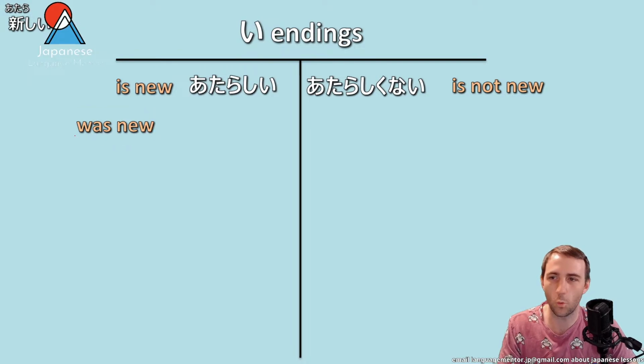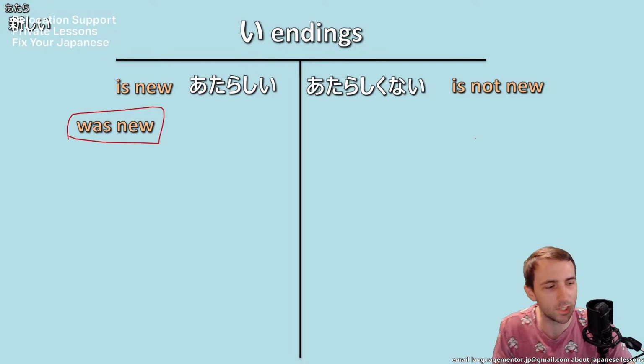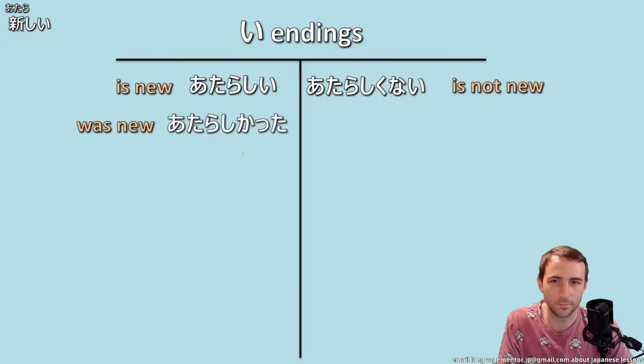Ja, was new. What is was new? Was new は日本語でなんて言う? 新しかった. They're all very important, okay? So, what happened here? What's the change? We went from 新しい to 新しかった, right? What was the change? How did we get there? This is how you should think of conjugation. All we did, we got rid of the E, we added かった, okay?